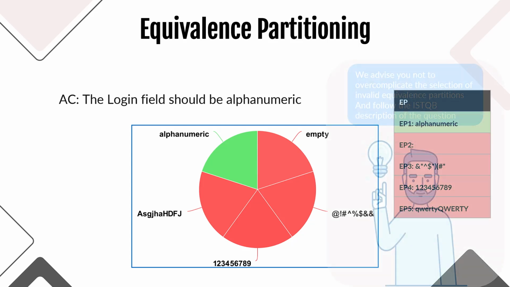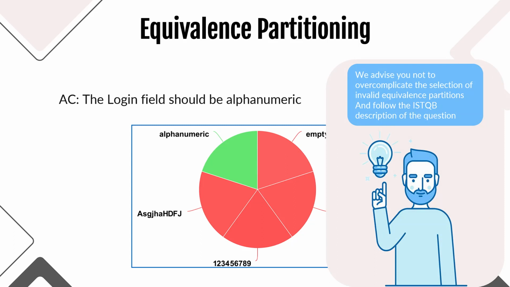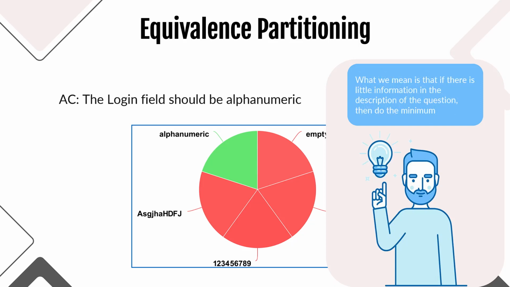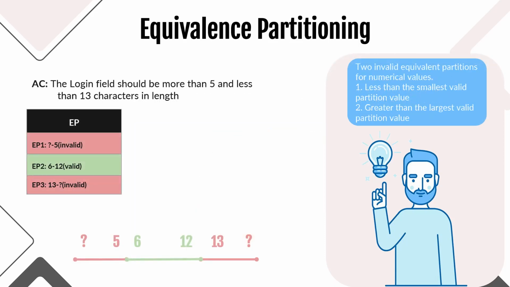We advise you not to overcomplicate the selection of invalid equivalence partitions. Follow the ISTQB description of the questions. We know that sounds like a hell of an advice, but we owe you a better explanation. What we mean is that if there is little information in the description of the question, then do the minimum, and by bare minimum we mean 2 invalid classes for numerical equivalence partitions: less than the smallest valid partition value and greater than the largest valid partition value.